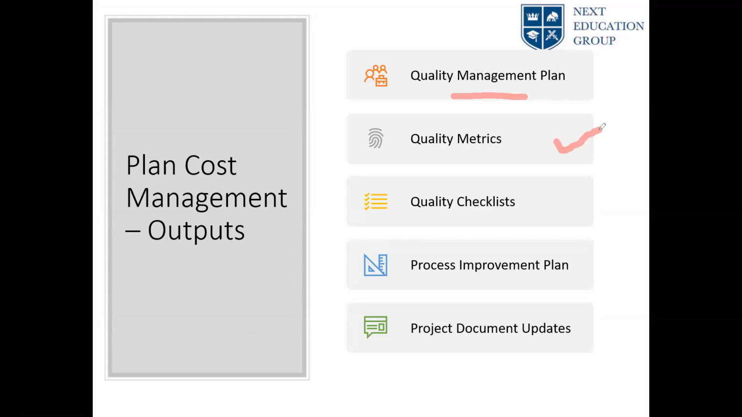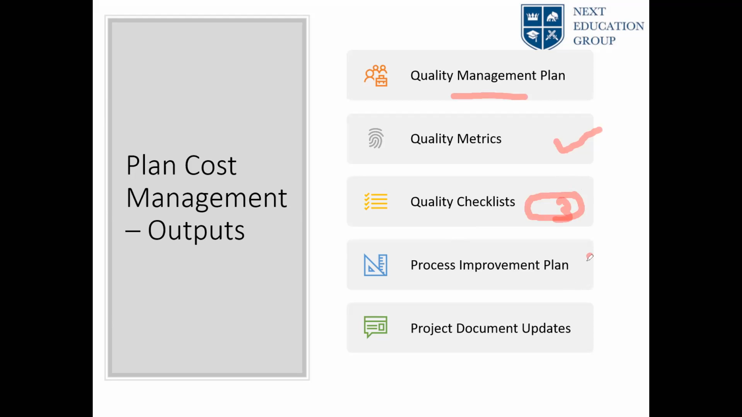Then your quality metrics. What are the metrics that you're going to use to ensure quality? How you're going to measure them. Third one would be quality checklist. A checklist which you can follow in order to ensure that the steps are done properly.